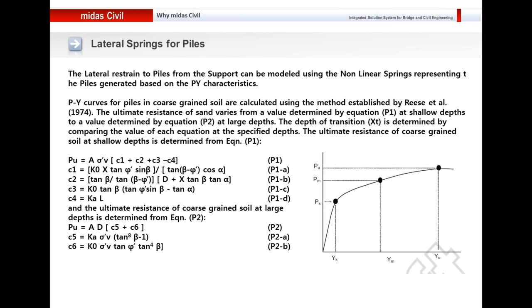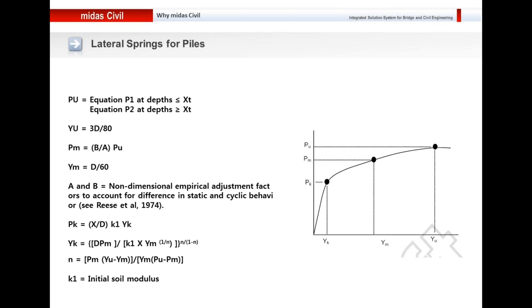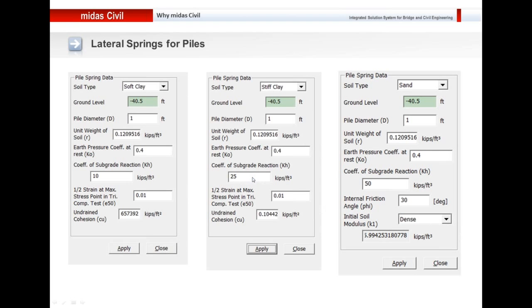But in Midas Civil, just to make your life a little easier, we have embedded these equations in our software so that you can perform the soil structure interaction without losing much time and data by bringing in equations from an Excel sheet to the software. So as you can see here, this is how the springs are generated. It has a nonlinear behavior, and these three locations can be obtained from here, and this way Midas Civil will automatically determine the nonlinear springs for you.